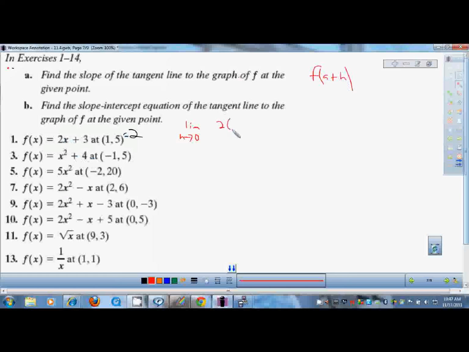So it's going to be 2 times a plus h plus 3. And then it was minus f of a, right? So minus, I'll put this all in parentheses, sorry, what am I doing? 2 times a plus 3, all over h. Before I go any further, make sure we see this. All this is the original function with a plus h plugged in for the first x and a plugged in for the second. So they're both just the original function with those things plugged in.